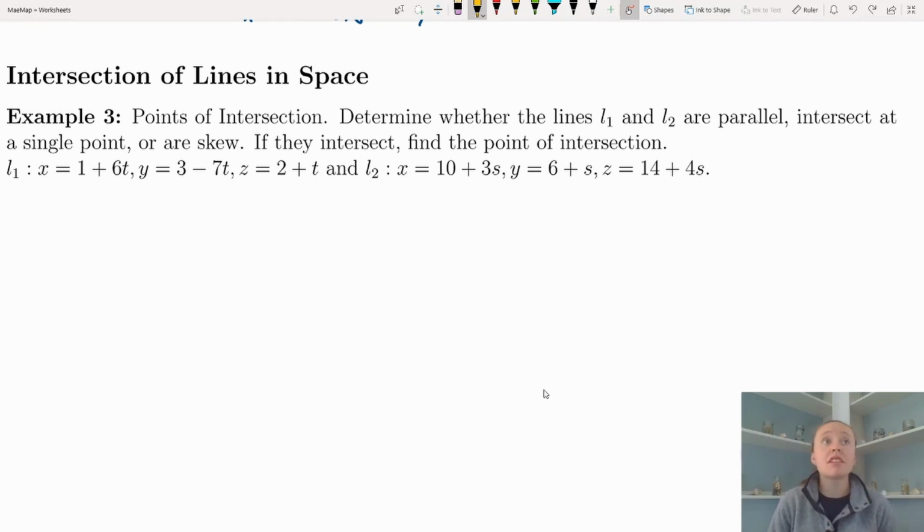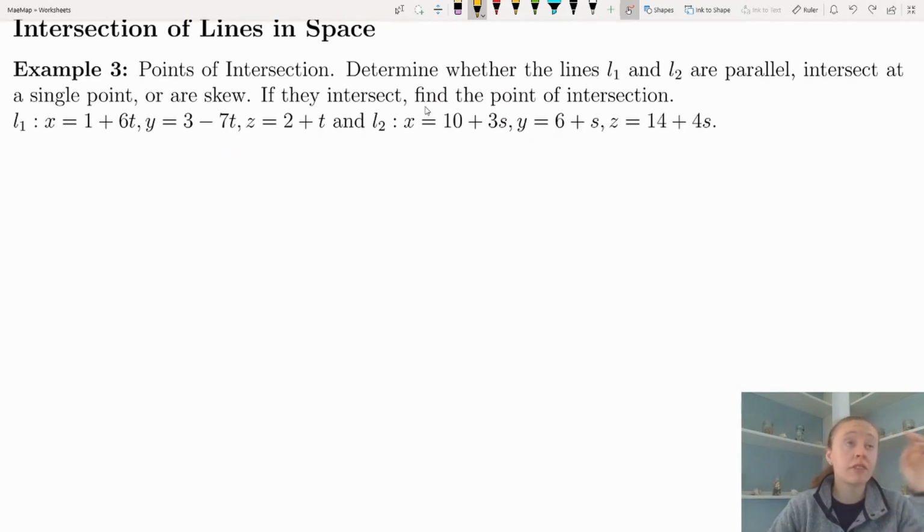So what we're going to do in this example, we're going to figure out if the lines L1 and L2 are parallel, if they intersect at a single point, or if they're skew. And again, intersecting at a single point is exactly how it's defined. Those 2 lines do intersect in 3 dimensions, and they intersect at that one point. Skew is where they don't intersect, but they're not parallel. And again, if they're parallel, as long as they're not the same line, they will never intersect. And for example 3, if they do intersect, we'll do a little bit of extra work and find that point they intersect at.